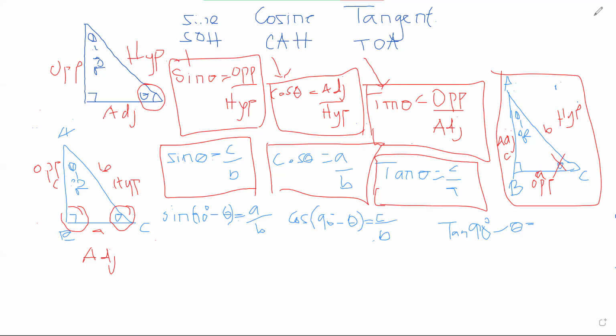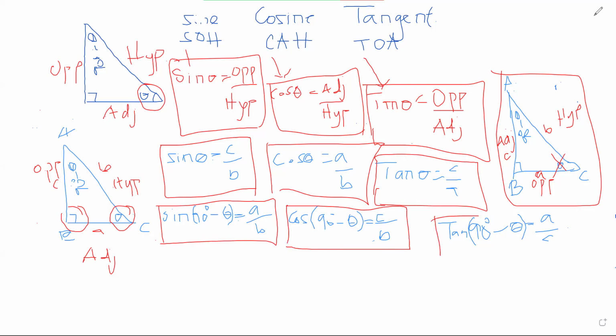And then the last part, which is tan 90-degree minus theta, which is opposite over adjacent. Our opposite is small letter a, and our adjacent is small letter c. So in this bit, we've been able to lay down the foundation of this. So we have this, we have this, and then we have this.